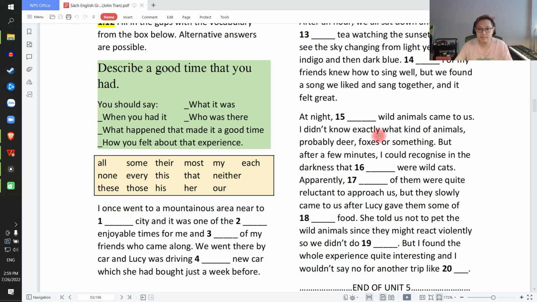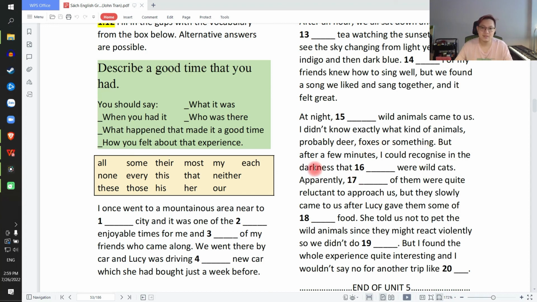At night, some wild animals came to us. I didn't know exactly what kind of animals, probably deer, foxes or something. Deer are hươu, foxes are cáo, or something like that.